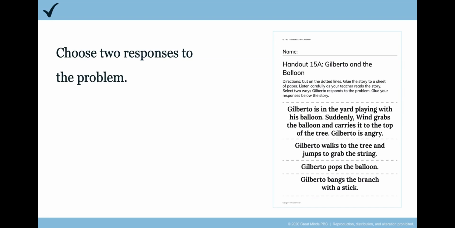Did you write your responses? I'm sure you did. In the next lesson, you will write a resolution to the problem in the story about Gilberto and the balloon.